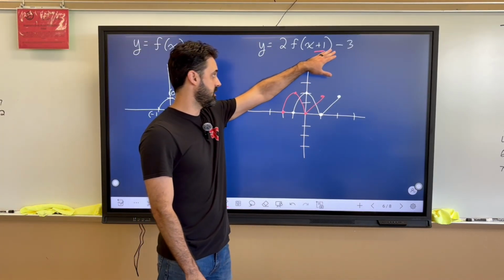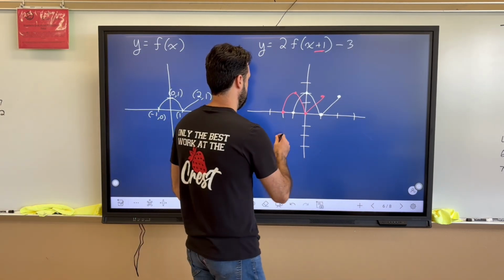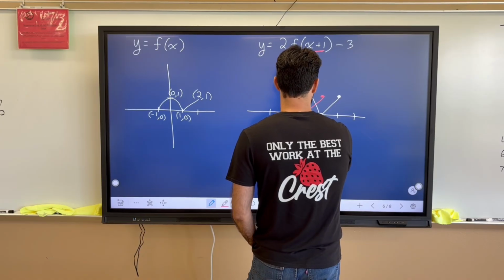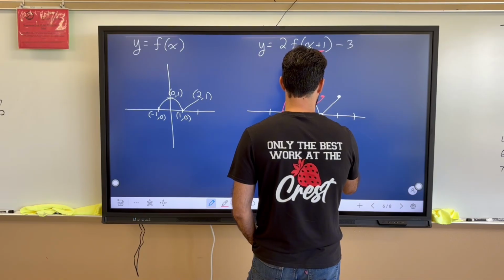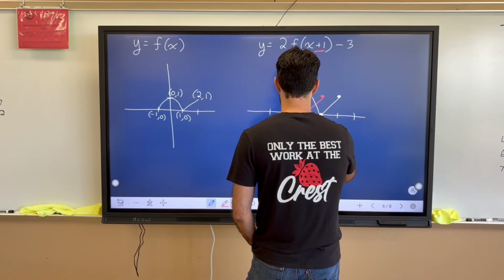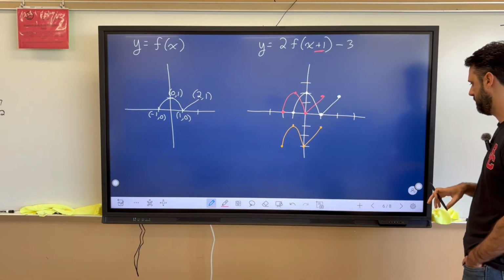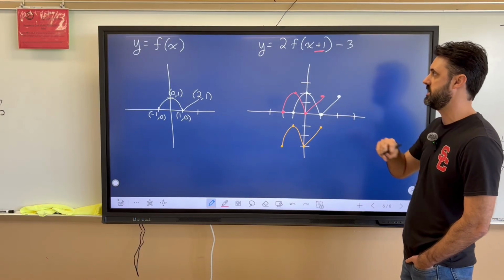And the last transformation is -3. Well, that's just going to move the whole graph down 3 spaces. So this point goes down 3 spaces. Down 1, 2, 3, down 3, and down 3. So now our graph looks like that. All right, so that was our first example. And again, this yellow graph is the final one. I just went one transformation at a time.